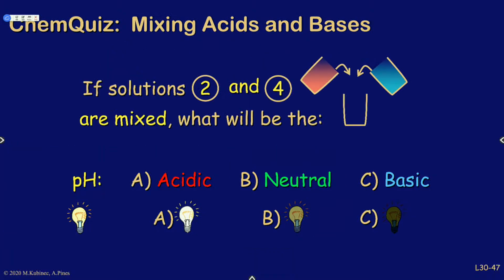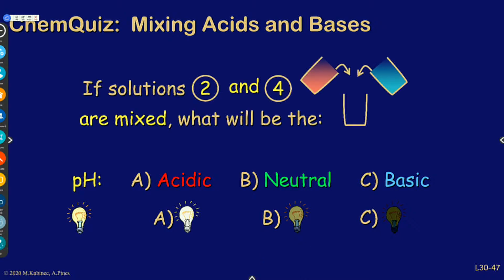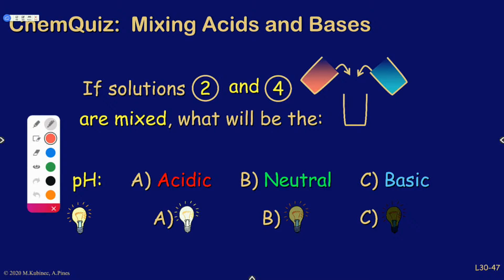So let's see if we get bright light or dim light on the next one. So now I'm going to mix 2 and 4. So 2 and 4 are the weak acid and weak base. Let's go back. I just wanted to write on the board here. Just to remind you, and you have the slides in front of you, hopefully most of you, this is the HAc, and this is the NH3 solution.